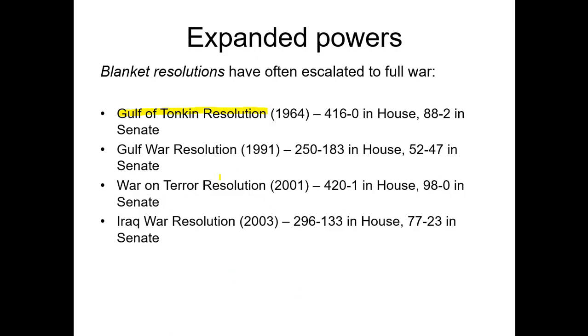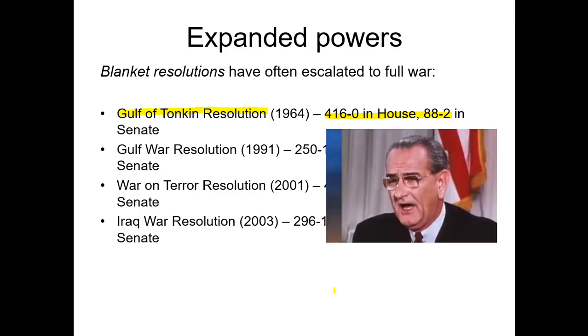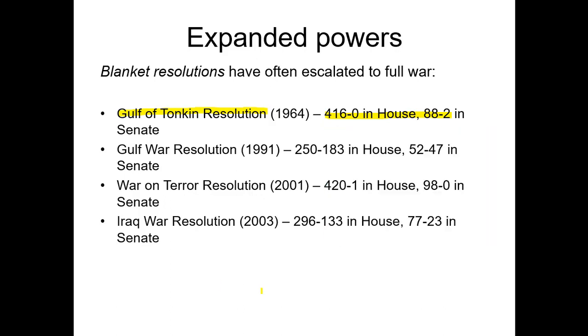And as you can see, these things could be tremendously popular at the time. You can see how easily it passed in both houses, and yet very quickly this started to escalate into full-scale war, and by 1968 it had gotten so large scale that we had 500,000 troops there. The cost was enormous. Public opinion was turning against it, so much so that President Johnson decided not to run for re-election in 1968.